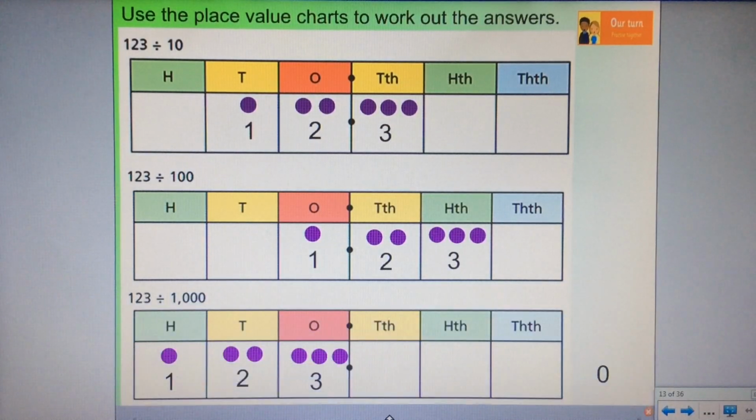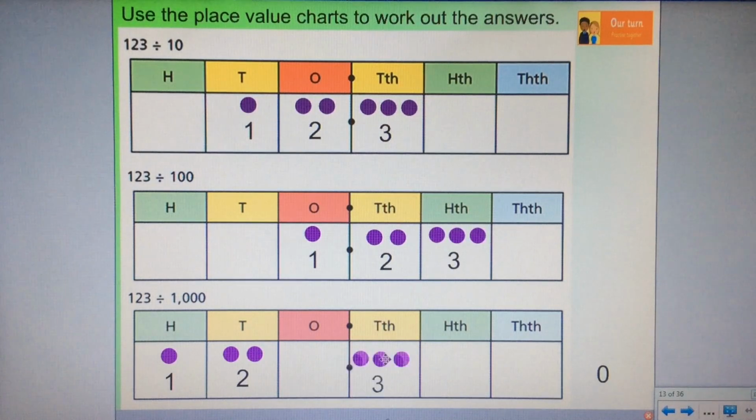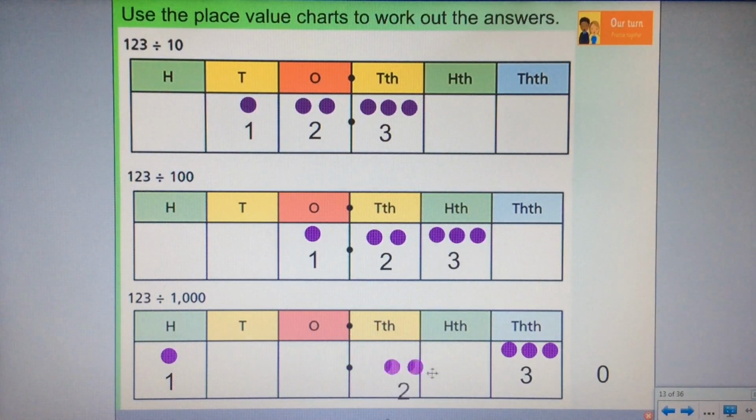Okay, last question. This time we were dividing by 1000, which means we need to move the digits 3 places. 1, 2, 3. Now I cannot leave my answer like this. We had to realise that we can't leave the ones column empty here. I had to then put a 0 here to show that my answer is 0.123. Well done if you got that one right.